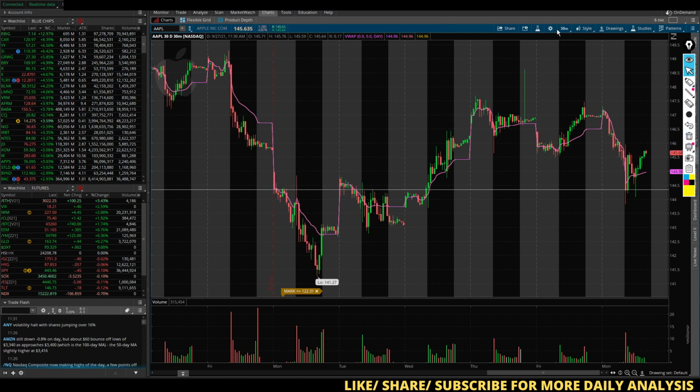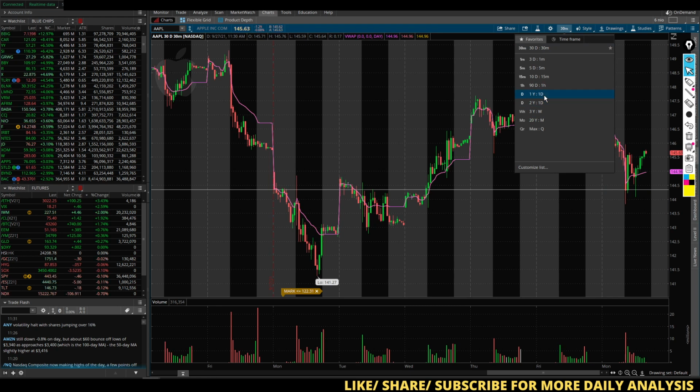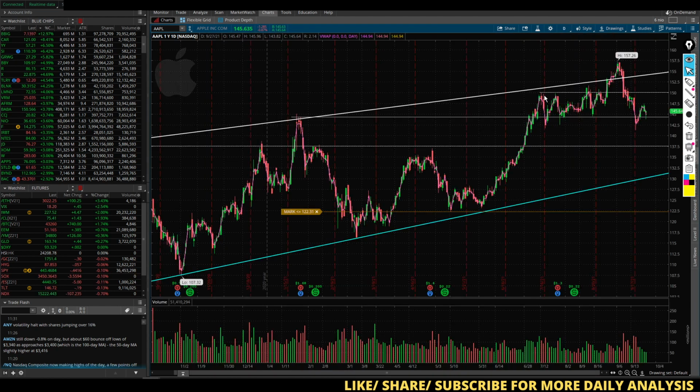And what to watch from here? Is this stock still bullish or is this stock still bearish? What's going on? Let's have a look.